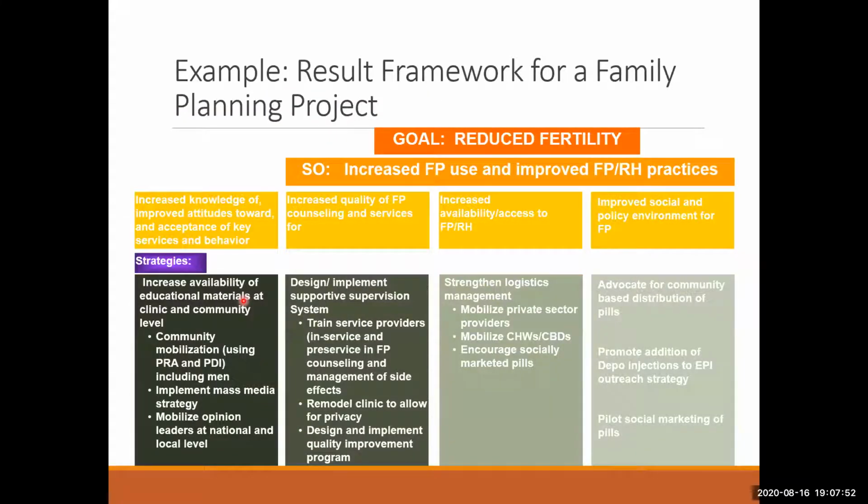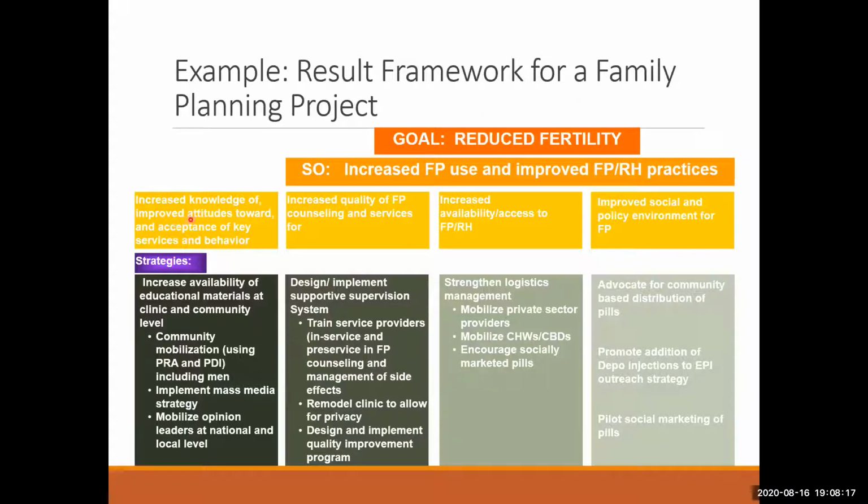So we said this as an example. Community mobilization includes mass media implementation. Each one of these things is a strategy you are using to reach these goals or objectives. We cannot call them a goal, because the goal is something bigger.